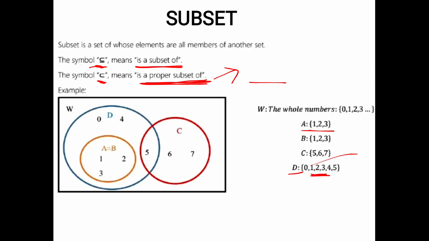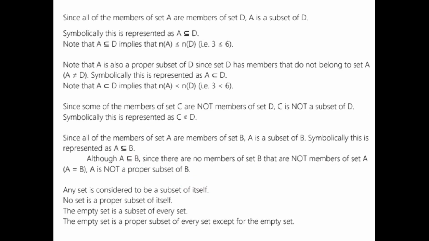However, it is noted that A is a subset that implies A is a subset of D, because again there are values coming from set A that is present in set D. So note that A is also a proper subset of D. Again, proper subset siya since D has members that do not belong to set A.